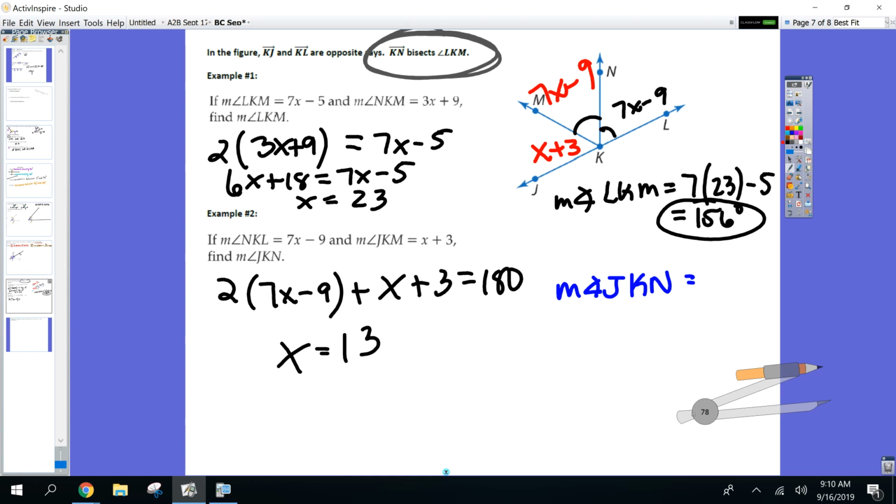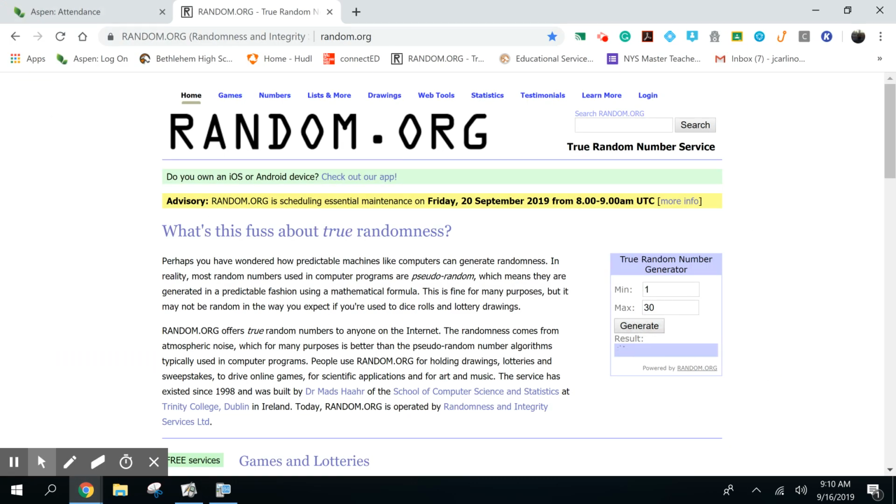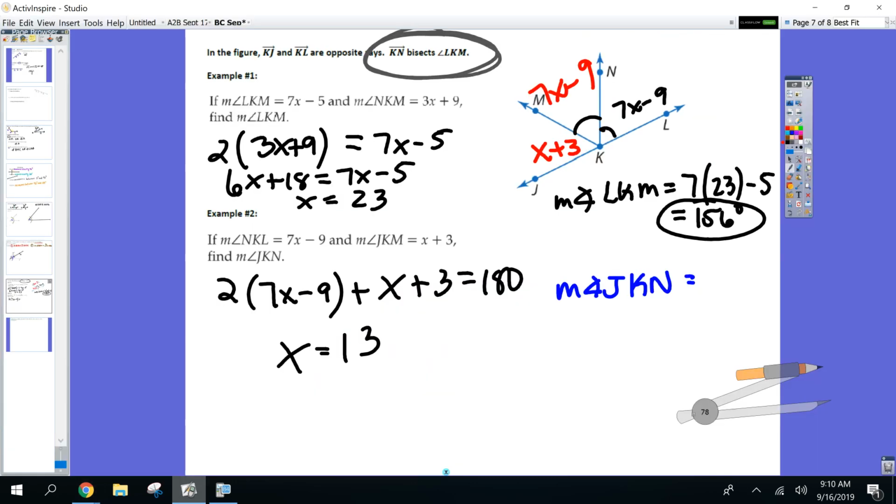JKN, that full angle. So you're going to have to plug 13 in for 2 spots now. And when you're ready, degree measure of JKN. Hello, 14. 90. Off a couple degrees. What are we going to play? Your hot, your cold game?